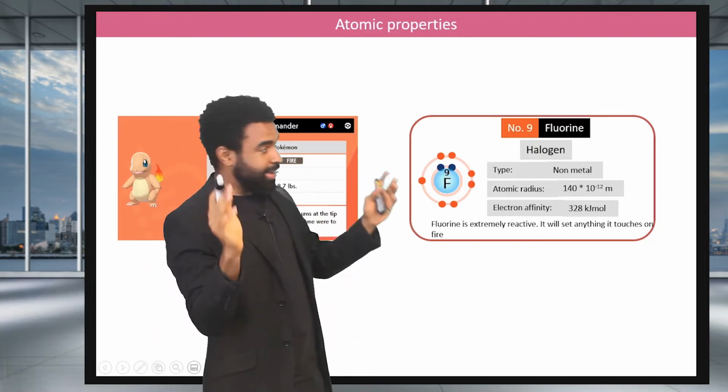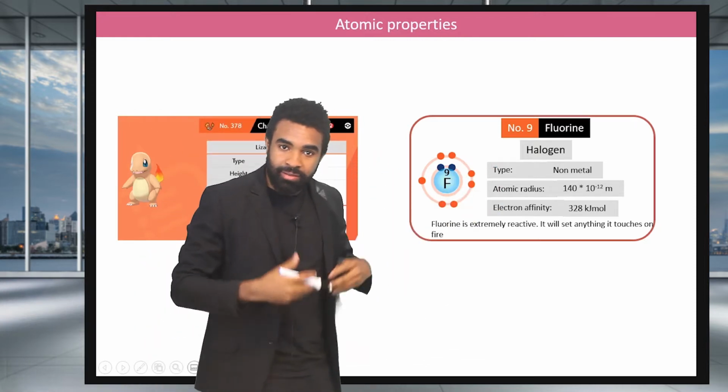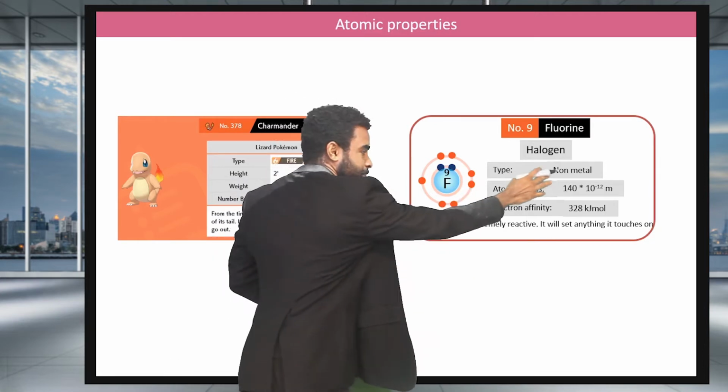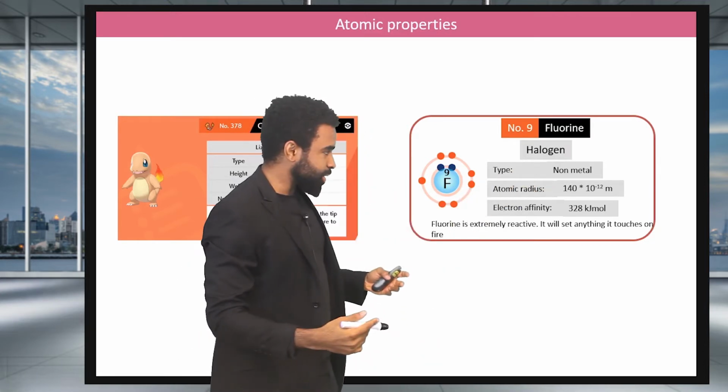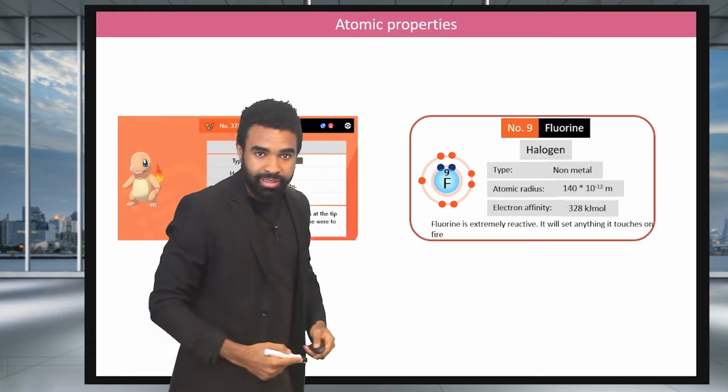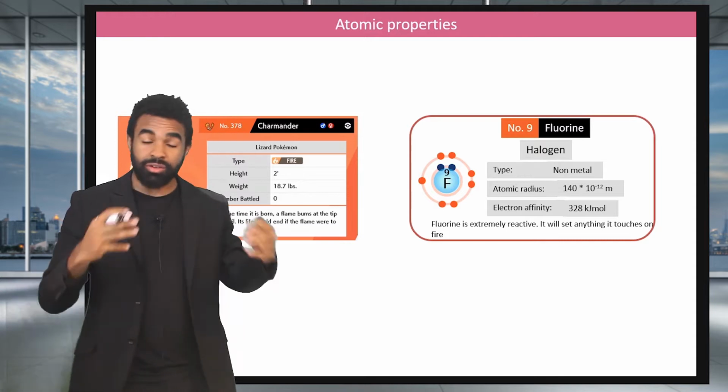Similarly, if you're going to be a good chemist, you need to understand the properties of the elements with which you're going to be doing chemistry. Things like their type. Are they metals, nonmetals, or metalloids? What's their atomic radius? What's their electron affinity and electronegativity? If you're going to be a good chemist, you need to understand these things.